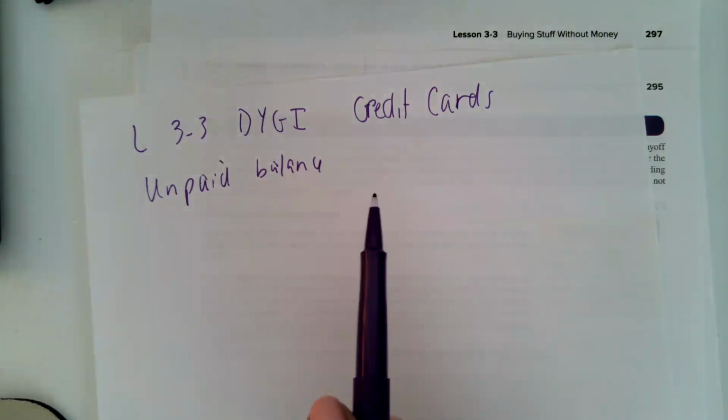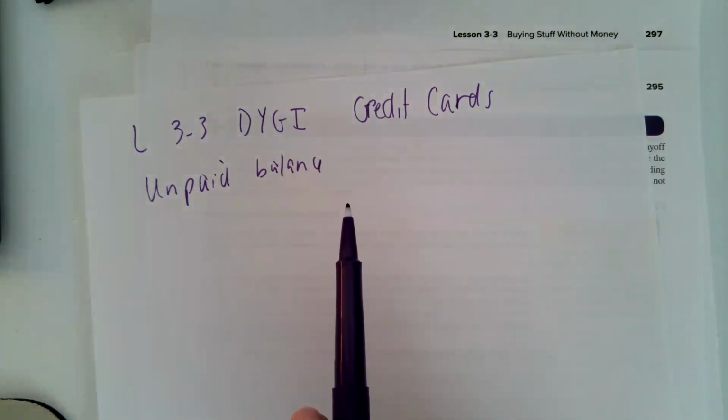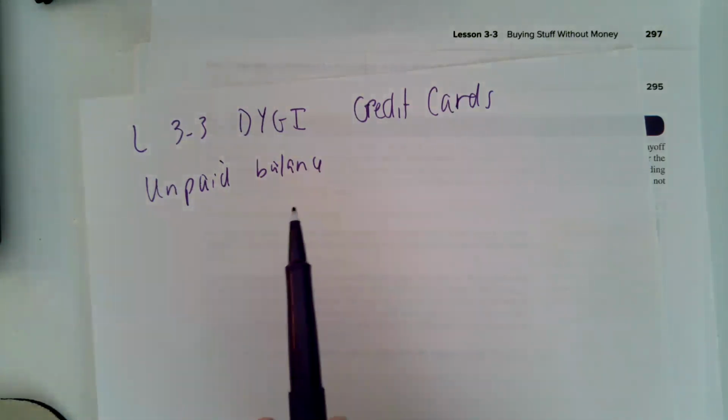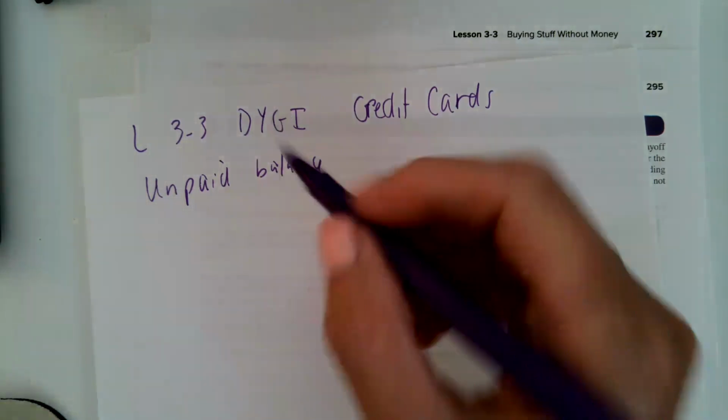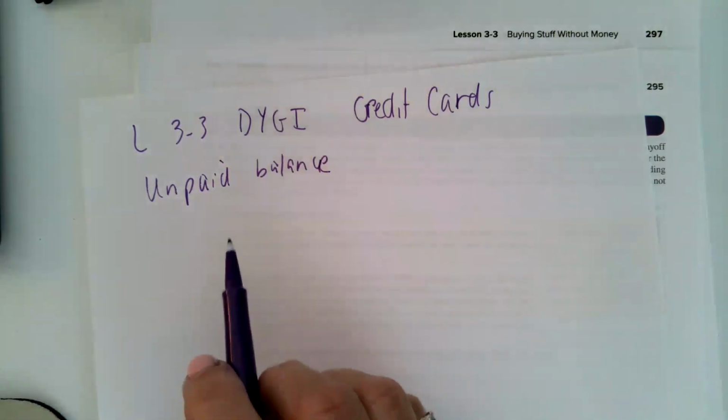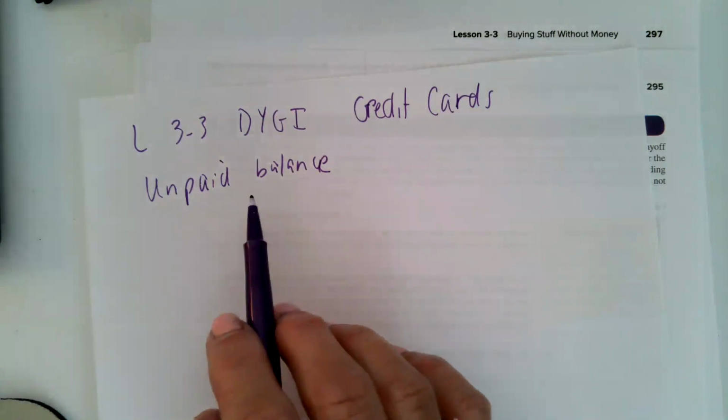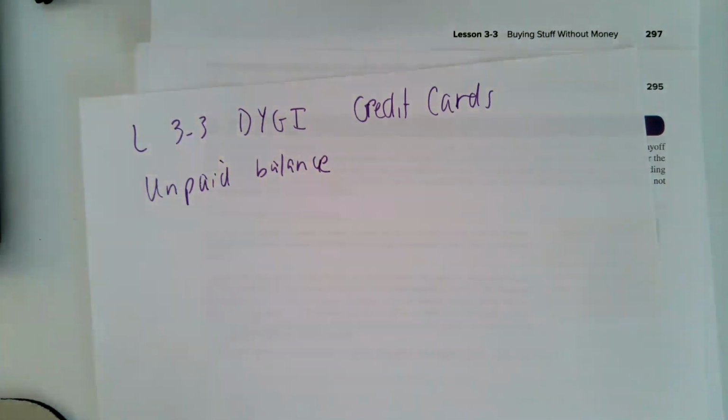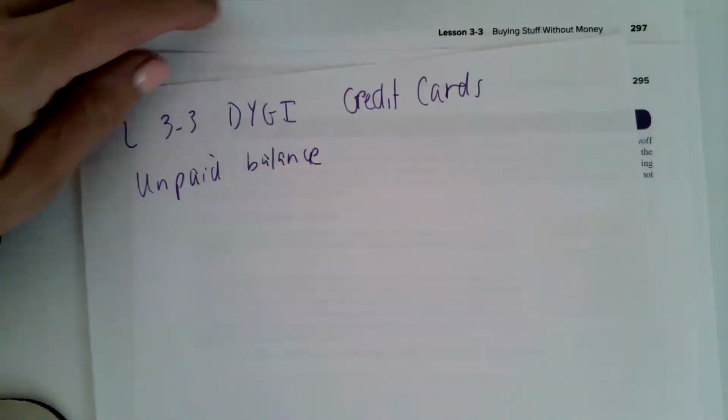This is going to be going over the two methods of how credit card companies charge you interest if you don't pay your balance in full at the end of the month. The first method is called the unpaid balance method. And that method is you pay interest on any portion of your balance that is not paid at the end of the month. So let's go to Did You Get It number 5.